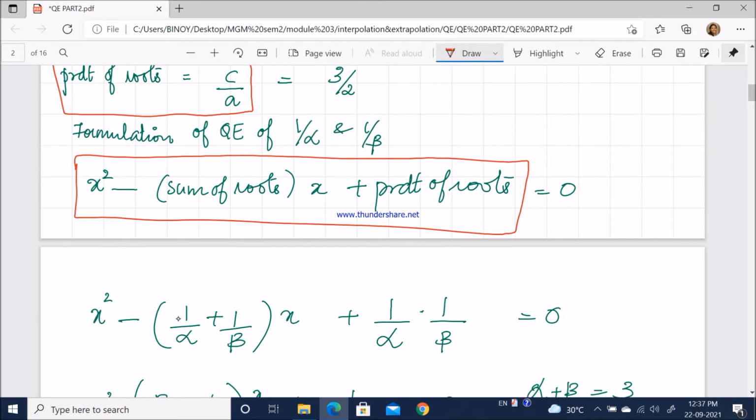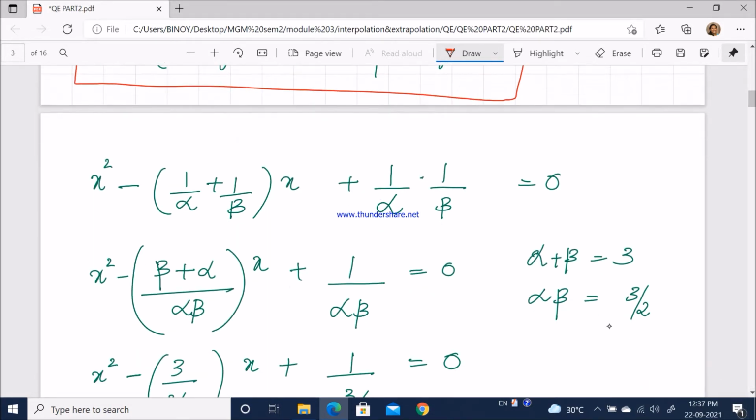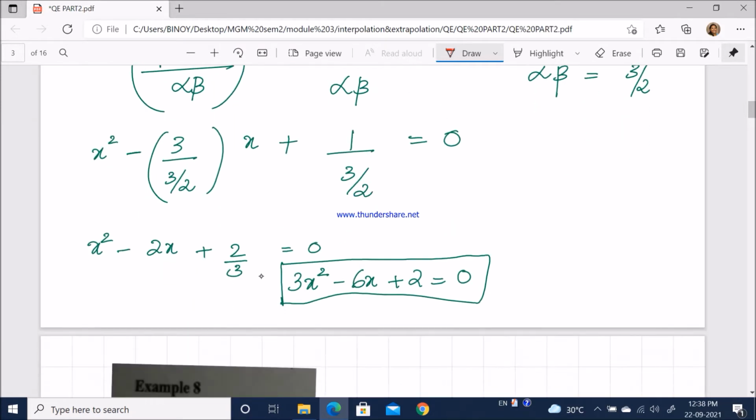So substituting 1/alpha plus 1/beta into x, plus 1/alpha into 1/beta equals 0. Substituting alpha plus beta as 3 and product of alpha and beta as 3/2, we get the equation 3x square minus 6x plus 2 equals 0.